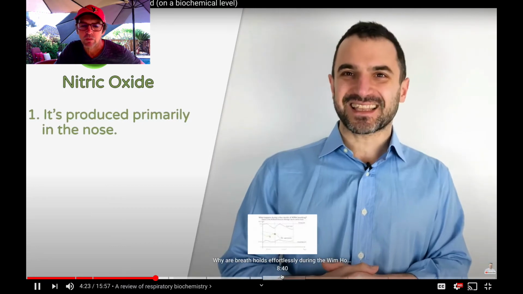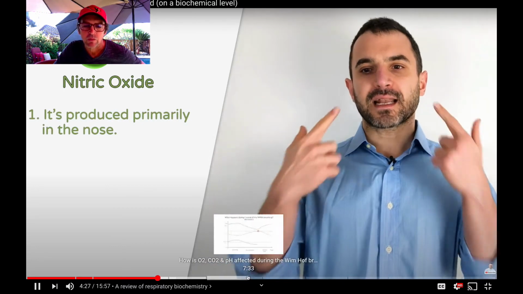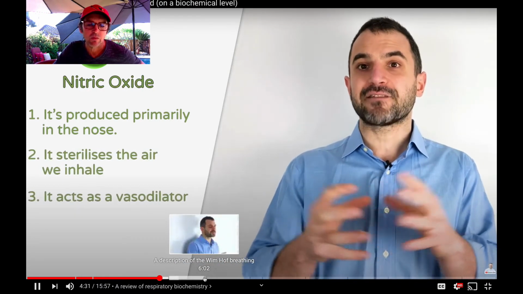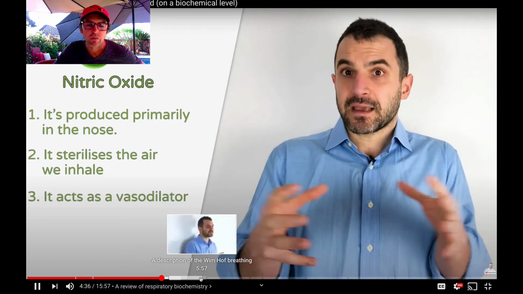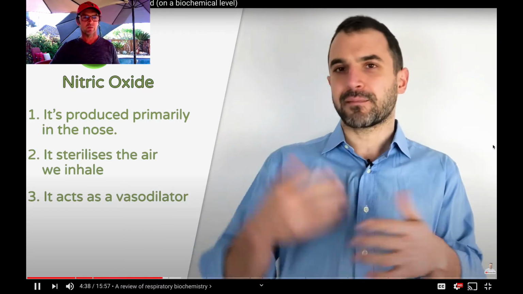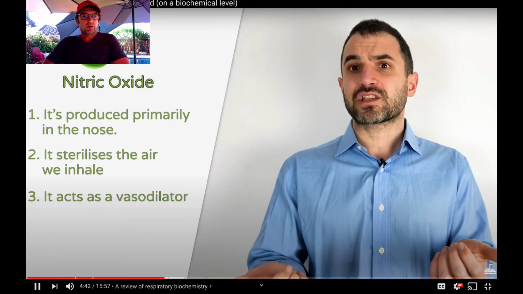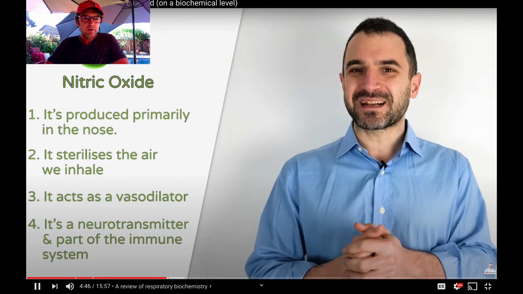The third gas is nitric oxide, which is produced primarily in the respiratory tract and especially in the nose. Nitric oxide has been shown to have a lot of benefits, including sterilizing the air coming in from the nose. It has a vasodilatory effect, so it makes our vessels get wider, so the blood flows more freely, and it actually functions as a neurotransmitter and a signaling molecule in our immune system.